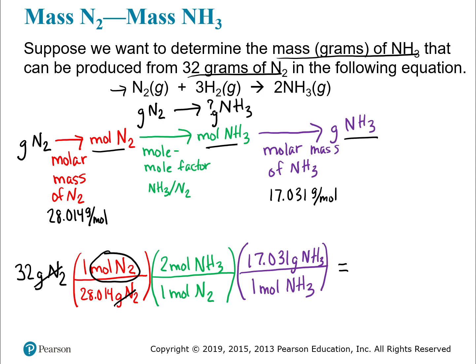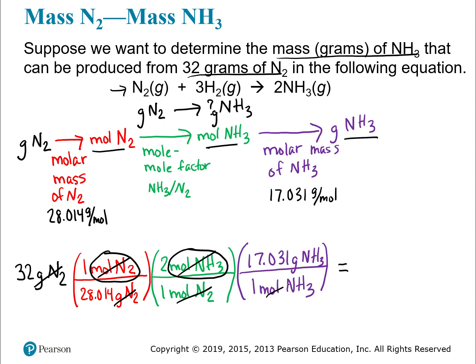The next conversion factor was a mole-to-mole factor, where we're taking the number of moles of nitrogen gas and converting to moles of ammonia. We wrote that mole-mole factor from the chemical equation. Now we're in moles of ammonia. Good. One more step. Convert the moles to mass using the molar mass of ammonia.